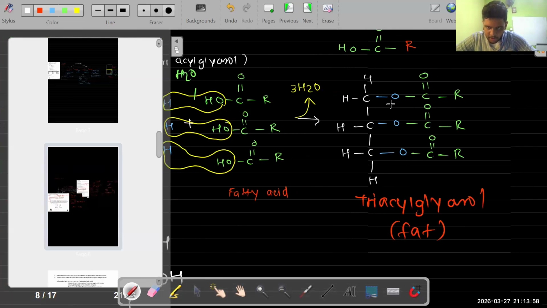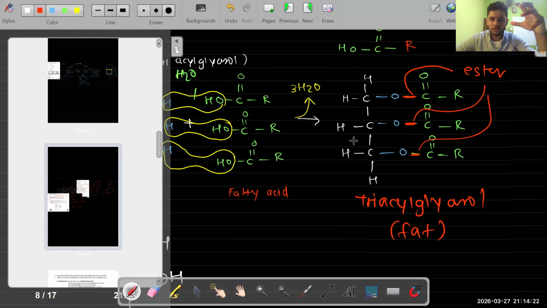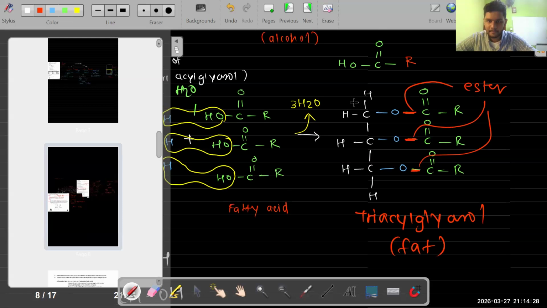What is this bond called? The bond that joins to this bond. See here. What is this bond called? Ester bond. This is one ester bond. This is another, and this is another. So three ester bonds are formed. Can you see? The bond that joins glycerol and fatty acid is called ester. Is that clear?